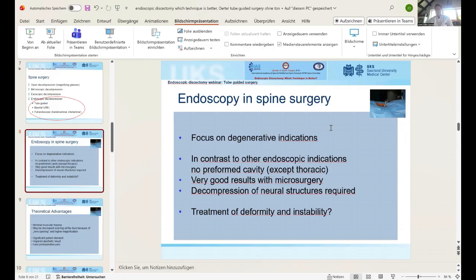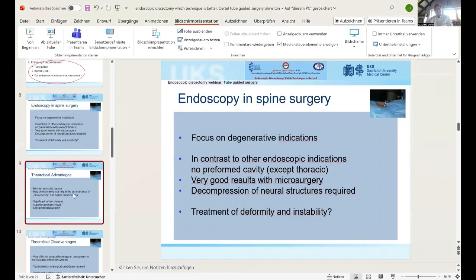We need sufficient decompression. And then also we need to treat deformity and instability. So about 1/3 of our patients we consider adding a fusion procedure. So when we talk about 2,000 spine procedures, we do like 600 to 700 fusion procedures out of these 2,000. So it's not that rare that you talk about endoscopic procedures and then you consider additionally deformity and instability as a potential treatment option.